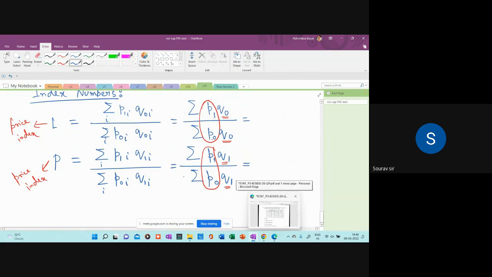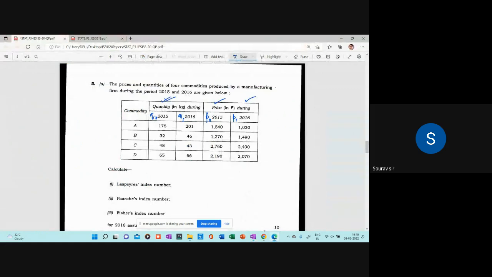Shall I stay on this page or on the page of the question paper? Question paper, ma'am. Okay, this one. Just calculate any one, Paasche's or last year's.